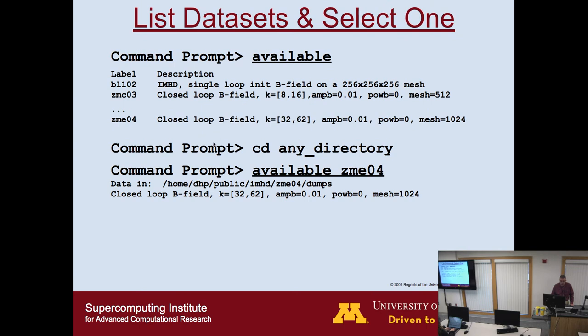Then I can go to any directory when I want to process this, and just type available, and give it the label that points to that data set. And it sets up that directory with a small little metadata file so that automated scripts will automatically know where to look to access data.